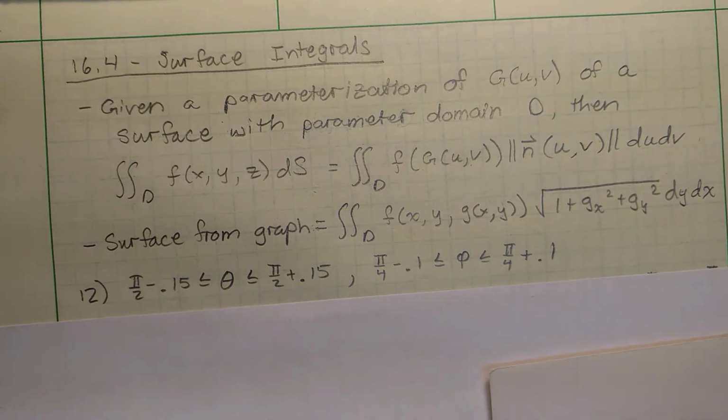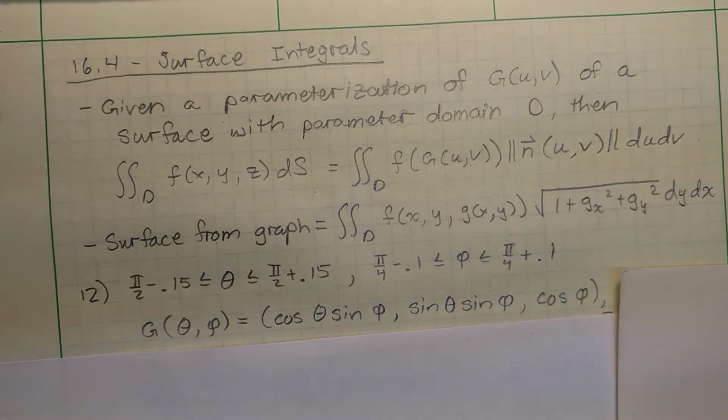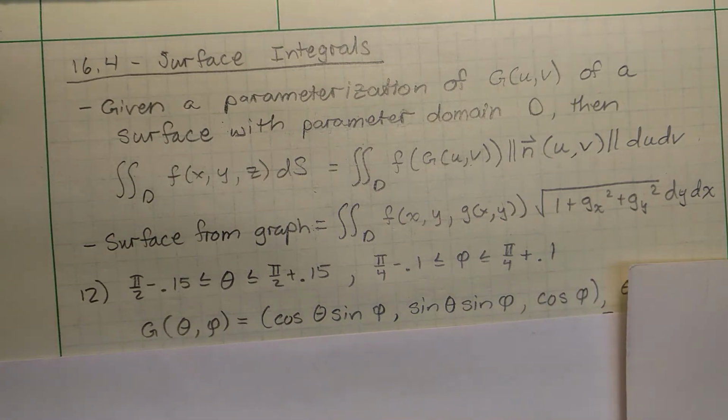Looking back at number 9, we have this function given here. And by the way, this is a sphere of radius 1. So we can see that. It's a sphere there of radius 1.